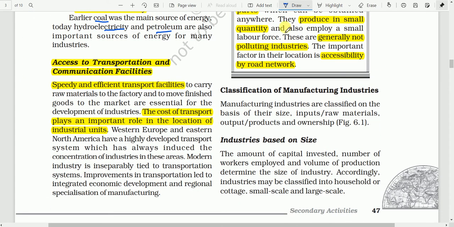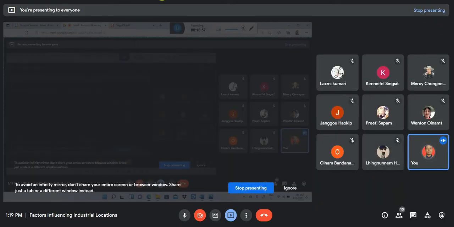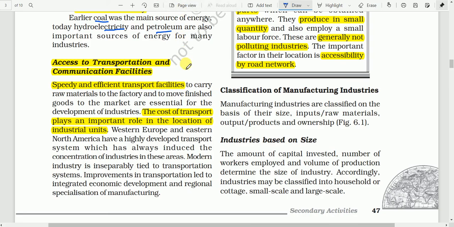Boys and girls, do you have any query? Do you have any question, boys and girls? No, sir. Okay, if you don't have questions, then let us continue.